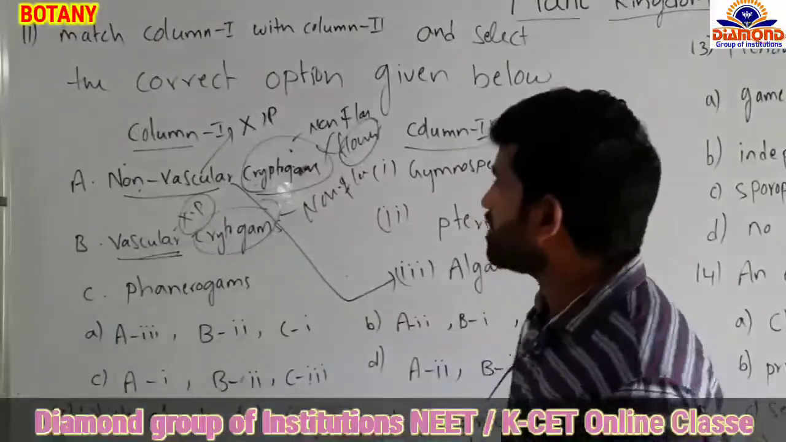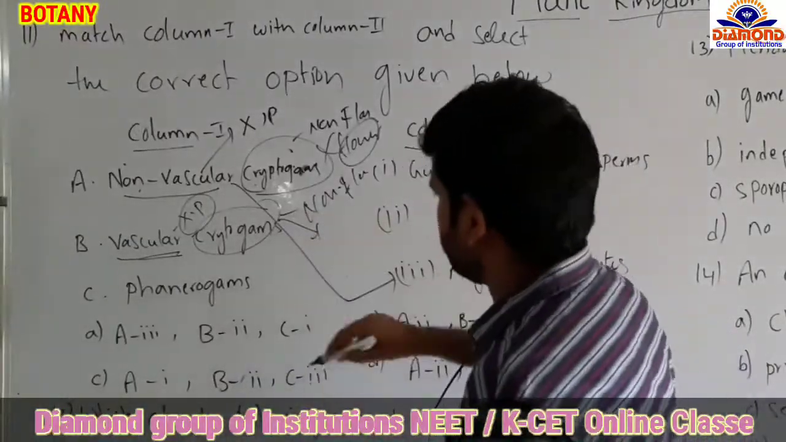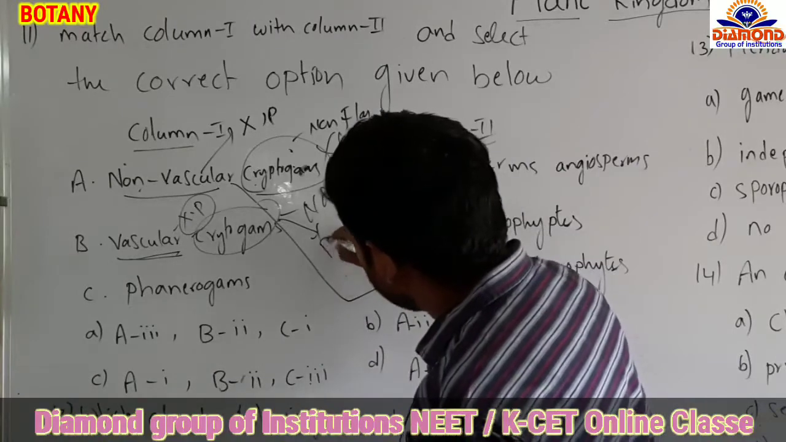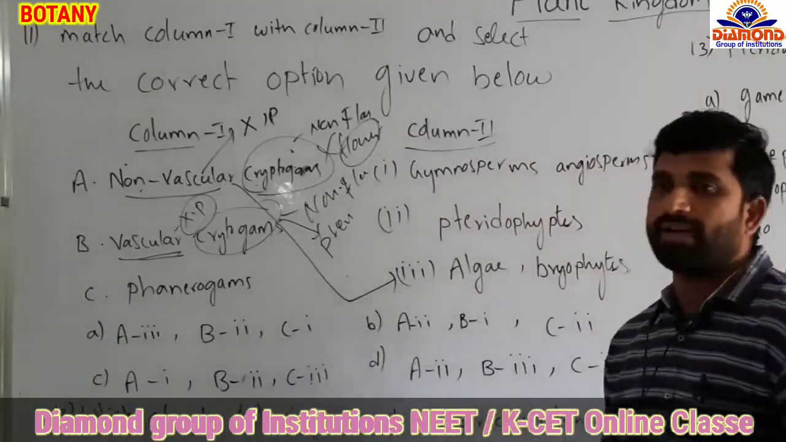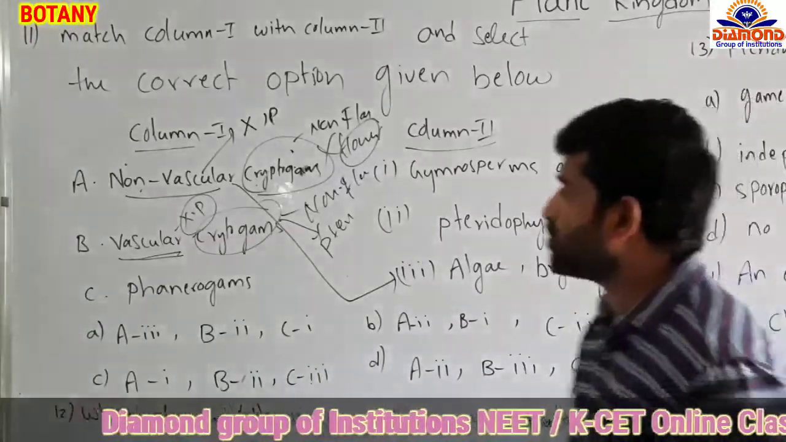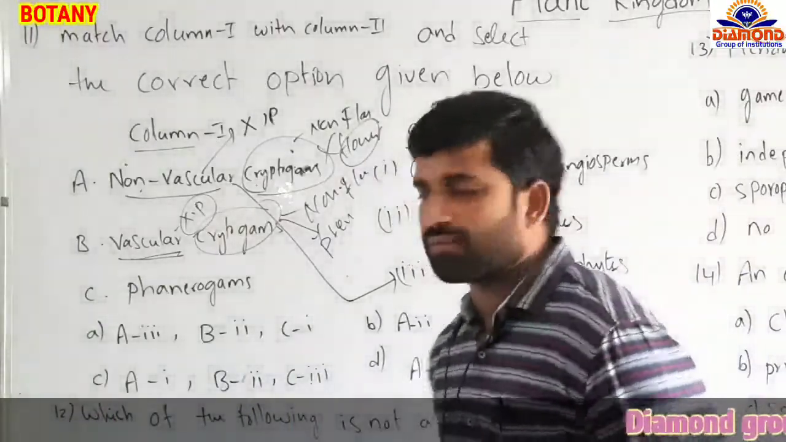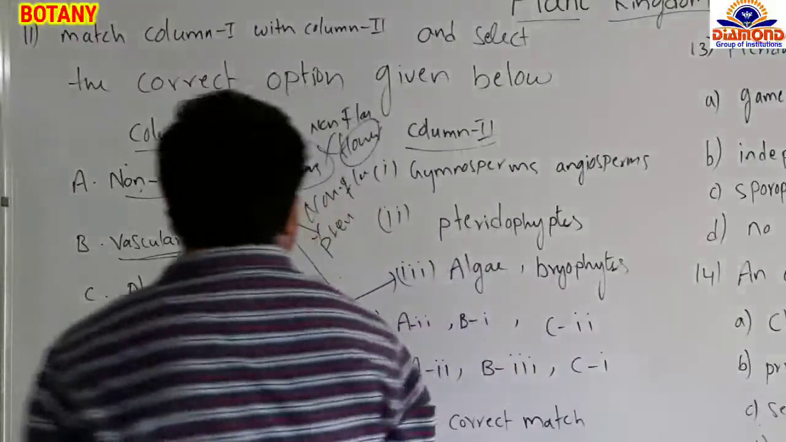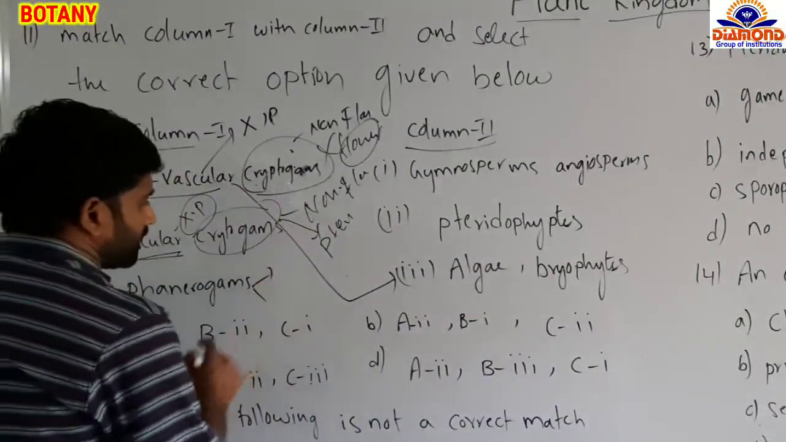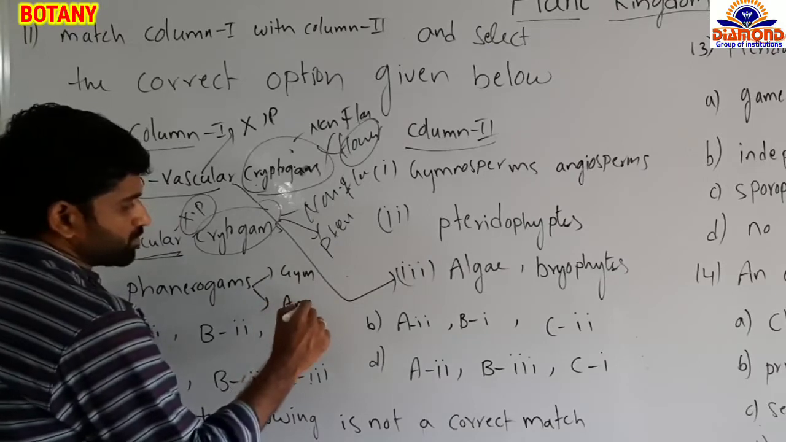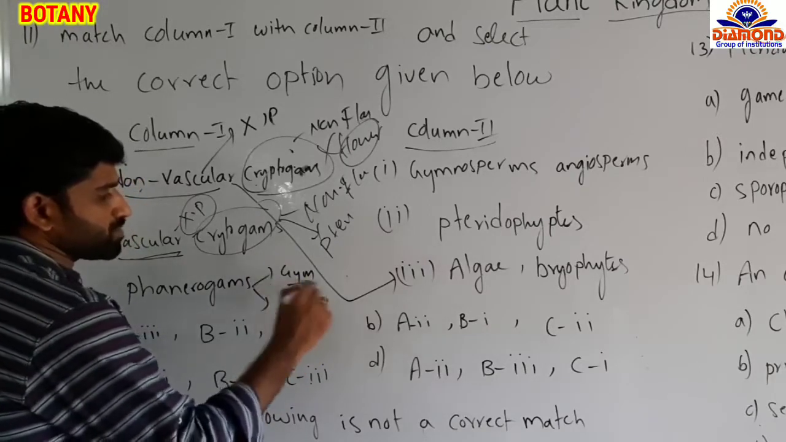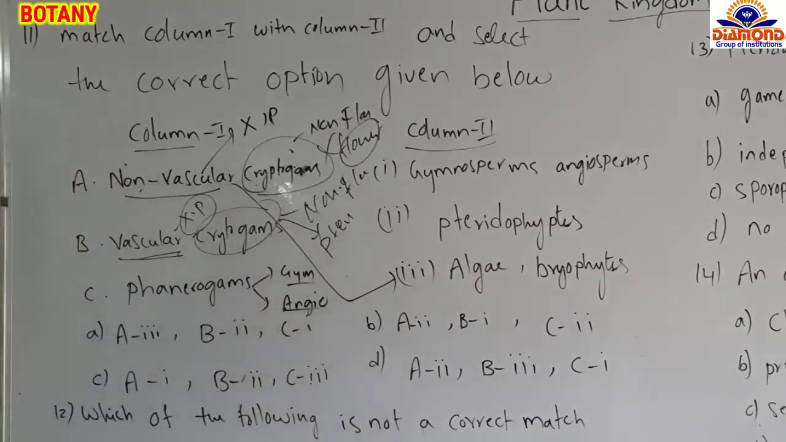So the examples of vascular cryptogams are pteridophytes. And option C, phanerogams. Phanerogams means seed-producing plants. Those plants that can produce seeds are called phanerogams. Under the phanerogams, the examples are gymnosperms and angiosperms. Both gymnosperms and angiosperms can produce seeds.